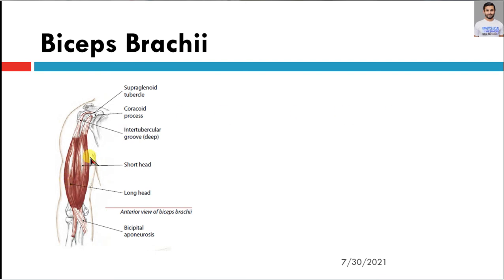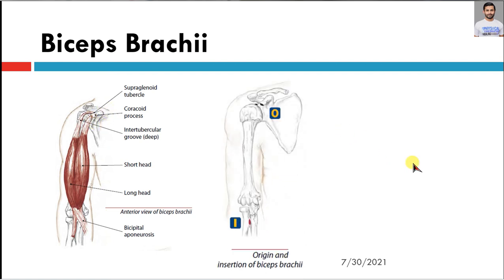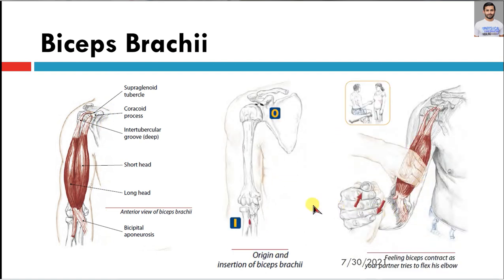Biceps brachii has two heads, the short head and the long head, already discussed. It has a conjoined aponeurosis which inserts onto the ulna, and some part is inserted onto the radius as well. The long head passes through the bicipital groove, attaching to the supraglenoid tubercle, and the short head attaches to the coracoid process. You can ask your partner to perform elbow flexion in a mid-supinated position, so that helps you differentiate the biceps.